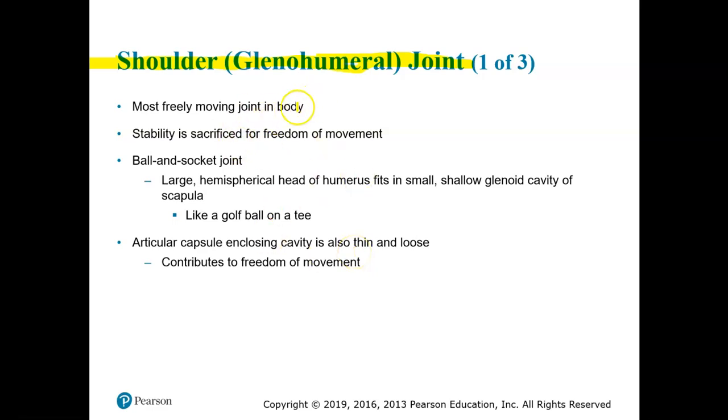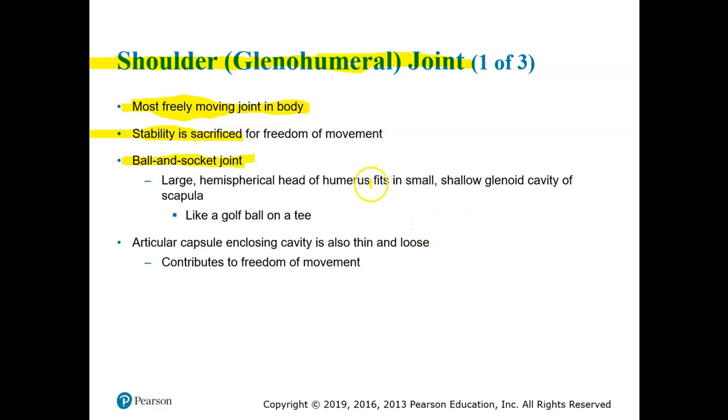So it is the most freely movable joint in the body, the shoulder joint. You get the greatest degree of movement from the shoulder joint. However, stability is sacrificed. So you get more movement than you do at the hip joint, but you don't have as much stability. So there's probably going to be more injuries.